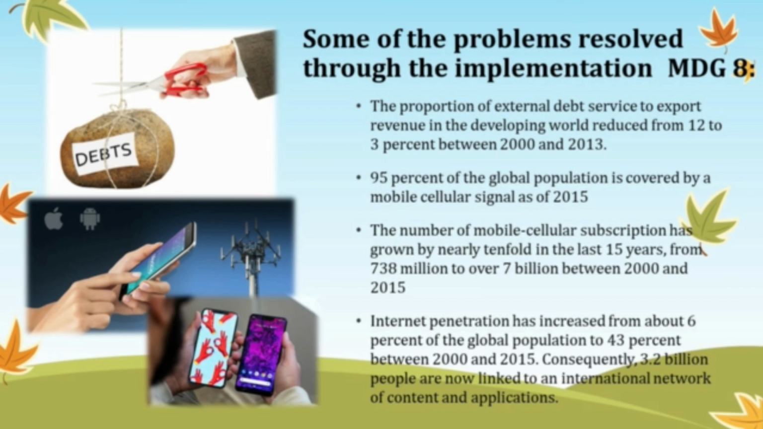Sixth, the number of mobile cellular subscription has grown by nearly tenfold in the last 15 years, from 738 million to over 7 billion between 2000 and 2015. Seventh, internet penetration has increased from about 6% of the global population to 43% between 2000 and 2015. Consequently, 3.2 billion people are now linked to an international network of content and applications.